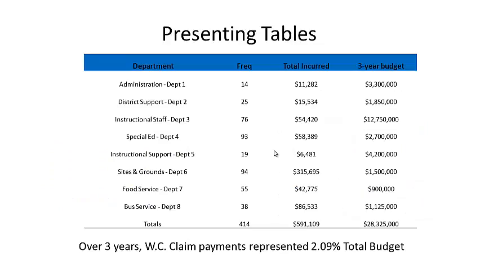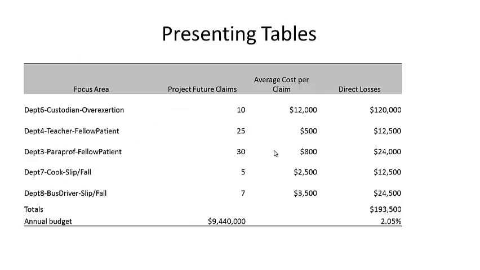Here's a table. See, I've got the department name, the frequency of claims, the total claims paid, and the 3-year budget for it. But then you can add in something like what you just see here. Something moves to point to what I want to talk about. It's something you can do for your presentation.